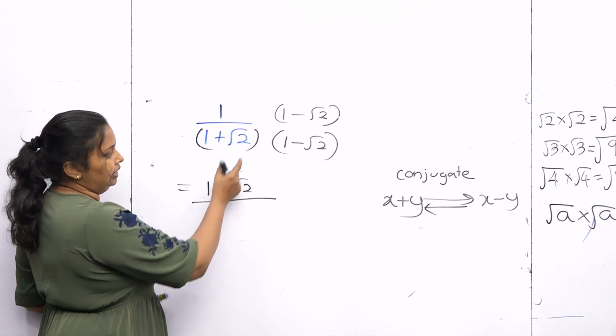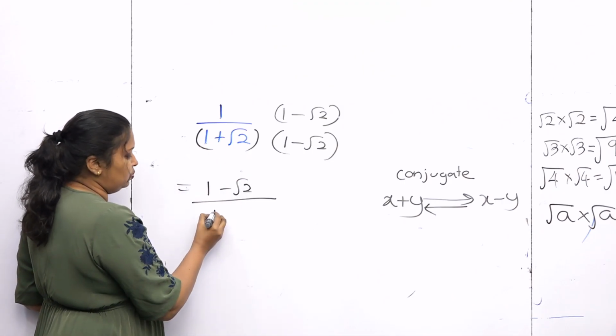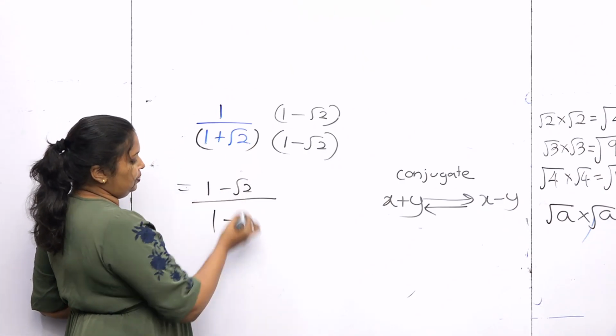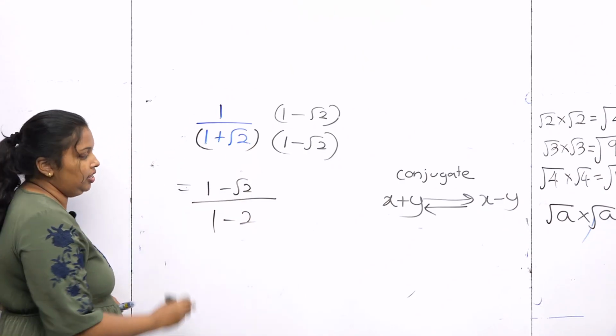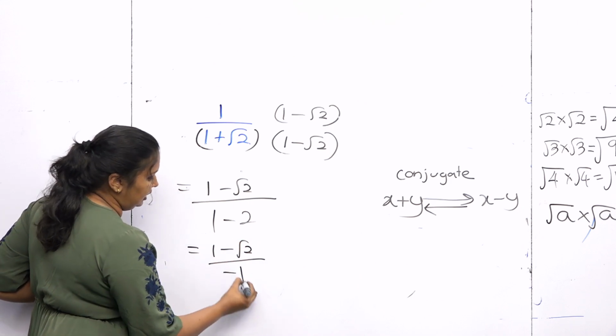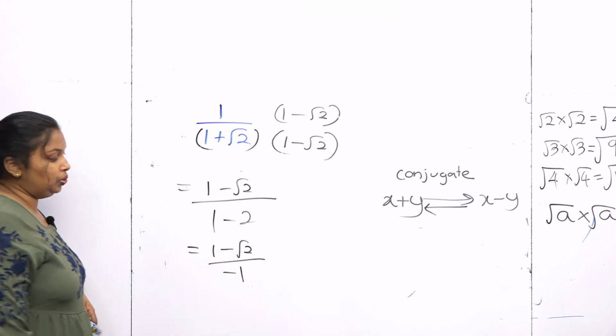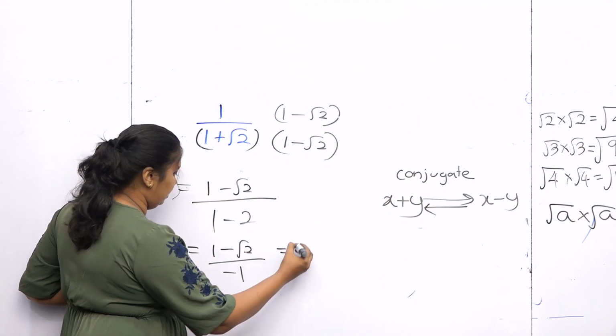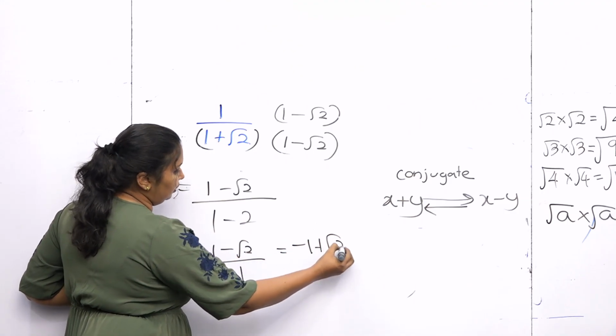First term squared minus second term squared. First term squared means 1, second term squared means root 2 squared, that is 2. Clear? So I'm getting the answer as 1 minus root 2 over minus 1. I am dividing both terms by minus 1. So we will get minus 1 plus root 2 as the answer.